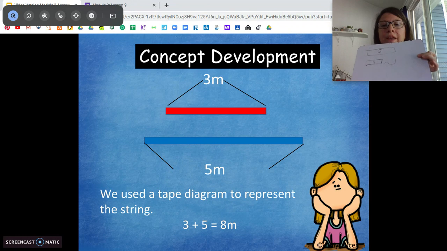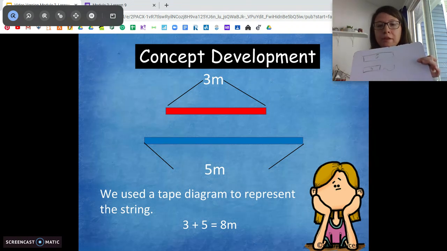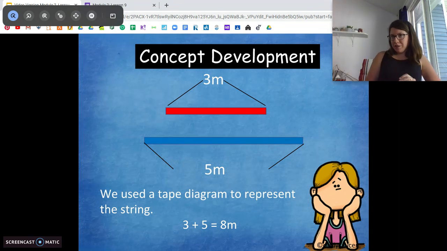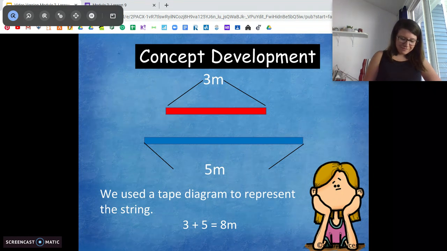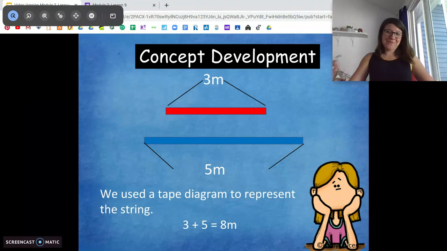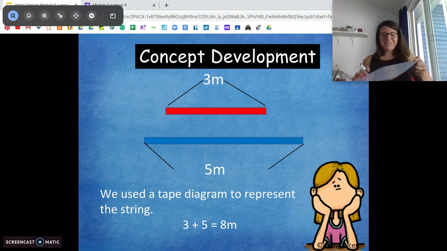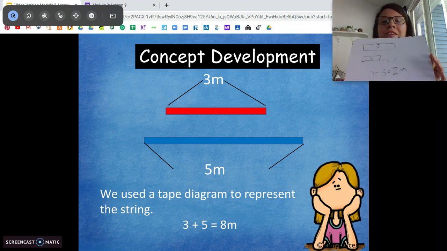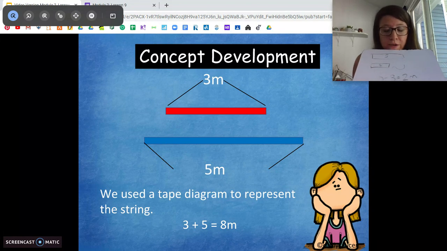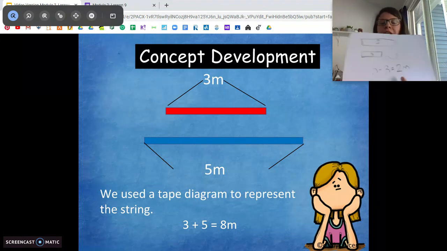I want you to tell me how much longer the blue string is than the red string. Go ahead and write that number sentence and solve. Unpause when you're ready. What did you get? Good. I took the 5 meters minus 3 meters, and I got 2 meters. So the blue string is 2 meters longer than the red string.